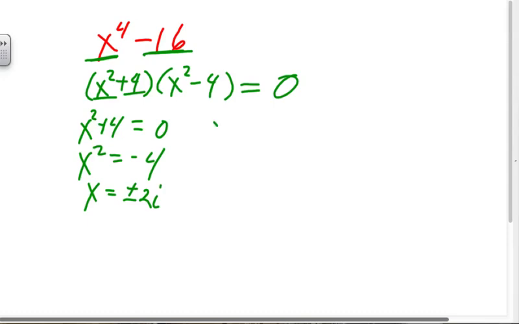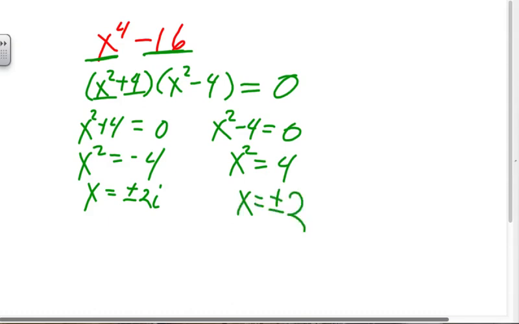And I solve this one. x squared minus 4. x squared equals 4, or x equals plus and minus 2. And there are my 4 roots. I know I've got 4 because my power is 4. So I've got 2 complex and 2 real.